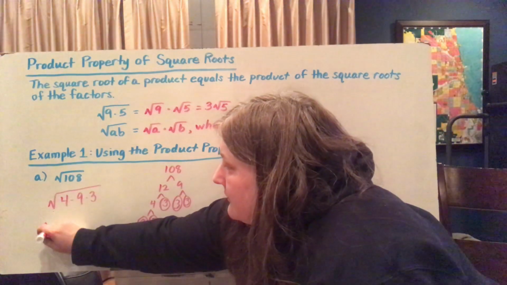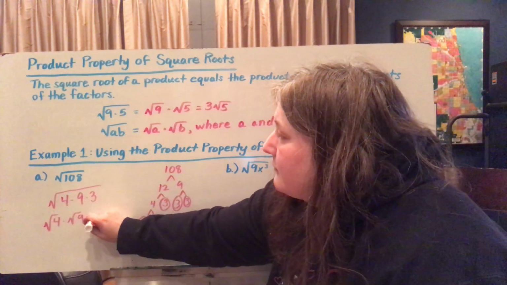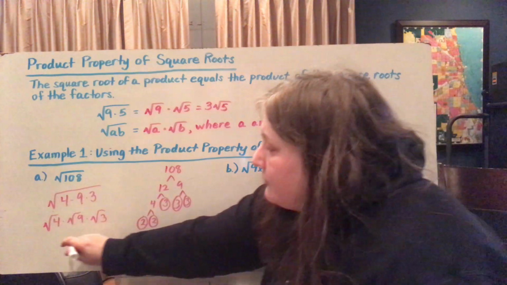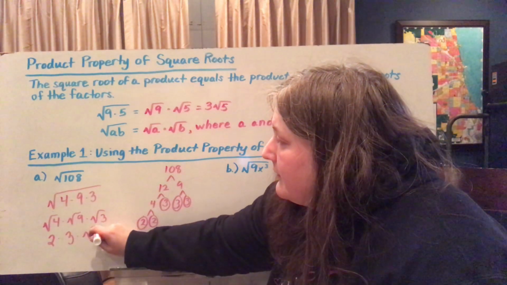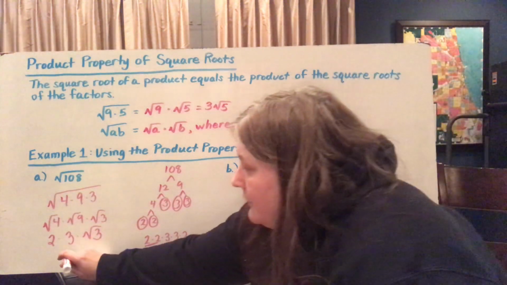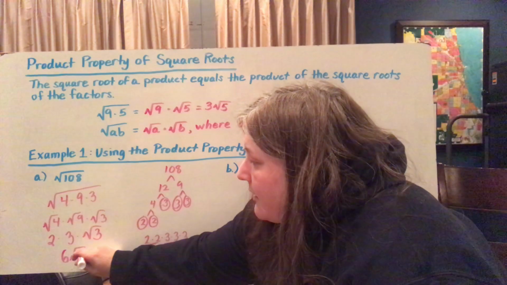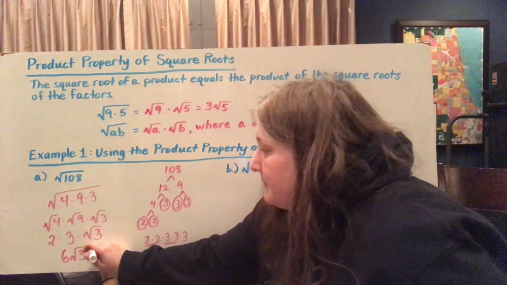So this could break down into the square root of 4 times the square root of 9 times the square root of 3. Square root of 4 and square root of 9 are perfect squares. There's nothing I can do about this square root 3. He's kind of a leftover. So I get 6 times the square root of 3 for my square root of 108 simplified.